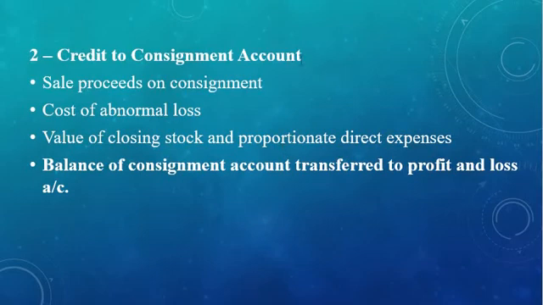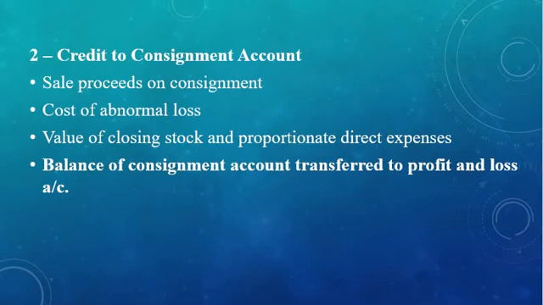Next, value of closing stock. Like the way we do in case of profit and loss account, we consider the closing stock to the credit side of the profit and loss account. Similarly here, value of closing stock is also to be considered to the credit side of the consignment account, and proportionately any direct expenses being made. Then the account is to be tallied, and the balance of the consignment account is transferred to profit and loss account. I hope you have understood how to prepare a consignment account.